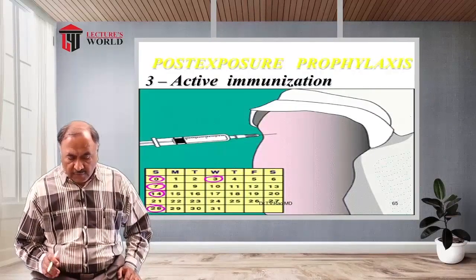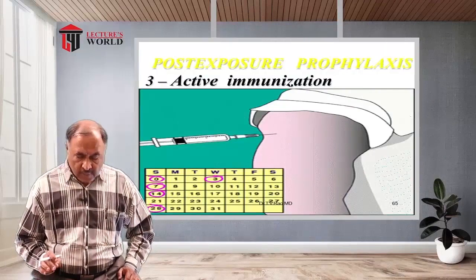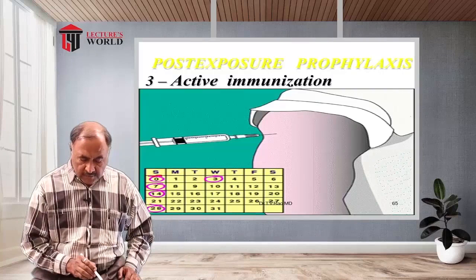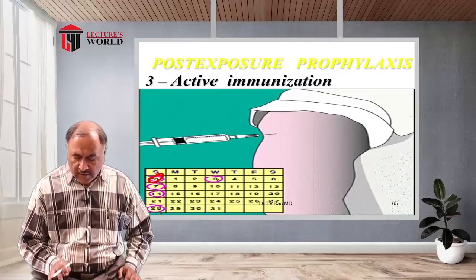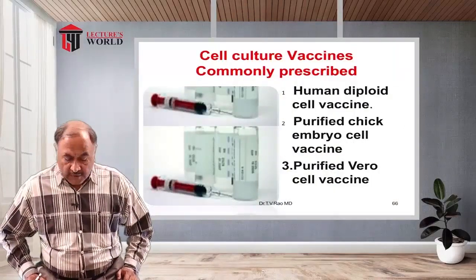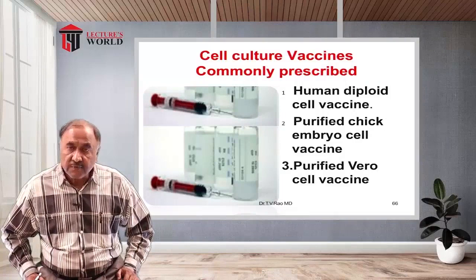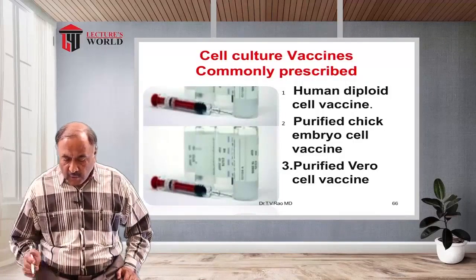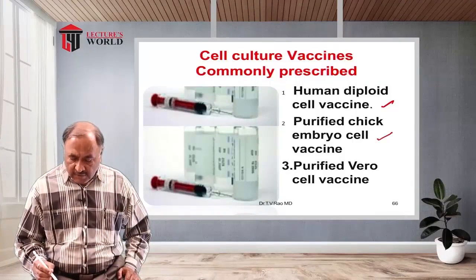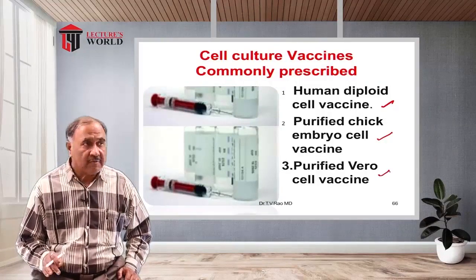This is the photograph which shows the active immunization as it has been marked: 0 day, 3 day, 7 day, 14 days and 28th day. At present, the cell culture vaccines which are commonly prescribed include human diploid cell vaccines, purified chick embryo cell vaccines and purified Vero cell vaccines.